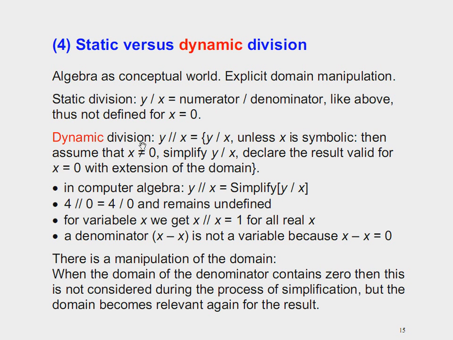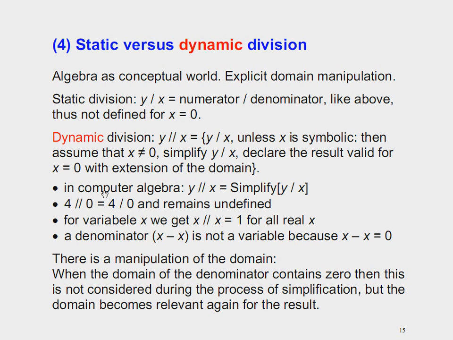dynamic division, and we call this y dynamically divided by x, and it will have the same outcome, y divided by x, unless we find that the denominator is symbolic. In that case, we assume that it's unequal to 0. We can simplify the expression, and then we declare the result valid for x = 0, where we extend the domain.